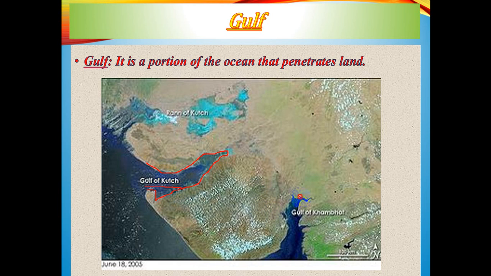Similarly, it is a partially stretched extended part of the ocean that is enclosed by the landmass. In our country, we have three Gulfs. One is the Gulf of Kutch, one is the Gulf of Khambat, and another, where Sri Lanka and the Tamil Nadu part is, is the Gulf of Mannar. So it is a portion of the ocean that penetrates towards land.